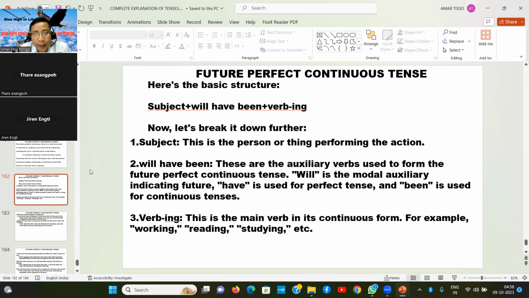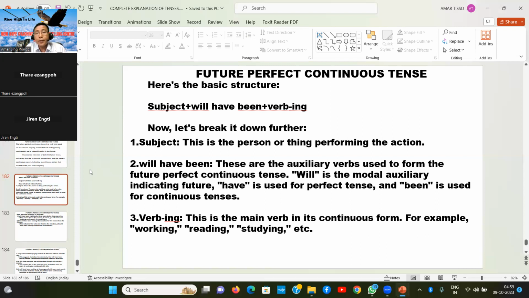Now let's break it down further. Subject, we all know that this is the person or thing performing the action. When we say a subject in a sentence, it means it is the person or the thing who is doing the action. That noun is called the subject.